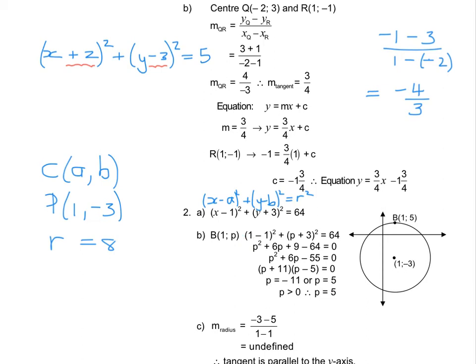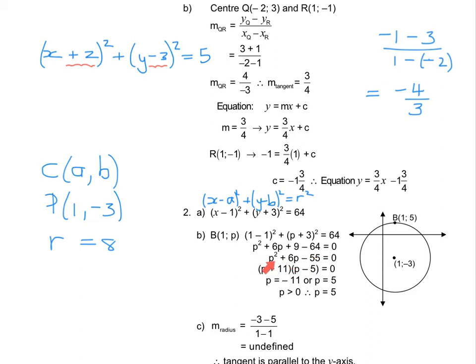If I then have 1 minus 1, it is 0, and 0 squared is 0. If I square my (p plus 3) bracket squared, I will take the p and square it. For the middle term, I take the p multiplied by the 3 and then multiply by the 2, and that gives me 6p. The 3 squared, 3 times 3 is 9. 64 taken to the left hand side becomes minus 64. If I then simplify my constant values, 9 minus 64 is minus 55.